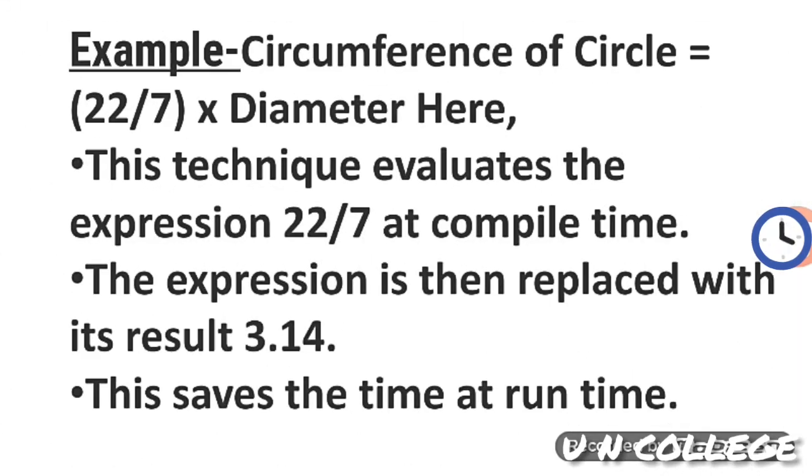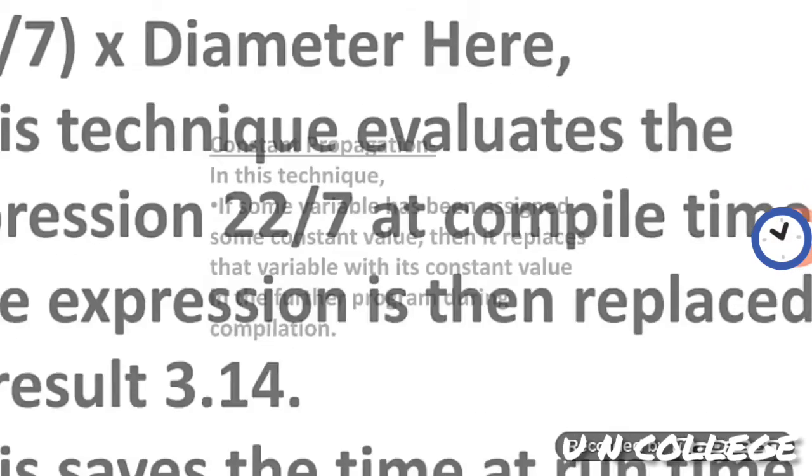Here I have used an example to explain constant folding. For example, suppose you are calculating the circumference of a circle equal to 22/7 into diameter. Here this technique evaluates the expression 22/7 at compile time. The expression is then replaced with the result 3.14, so that it saves time at runtime.